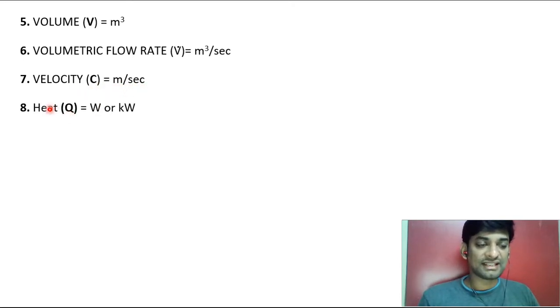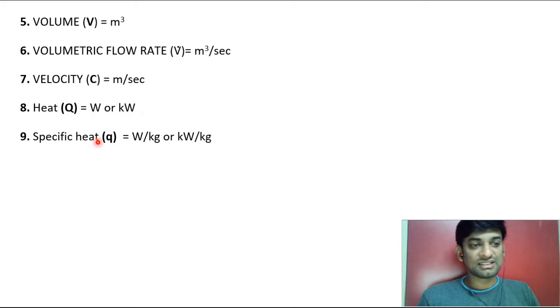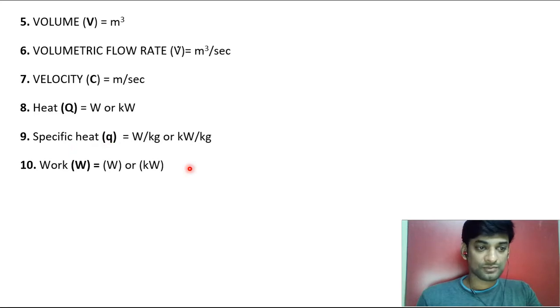Next one is heat. Heat is represented with uppercase Q. The unit should always be in kilowatt. Even though if it is given in watt, you have to convert this into kilowatt. Specific heat. Specific heat means kilowatt per kilogram. The mass is taken as 1 kilogram. If it is a heat, you have to use uppercase character. If it is a specific heat, you have to use small q, that is lowercase character.